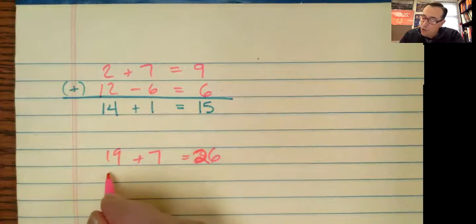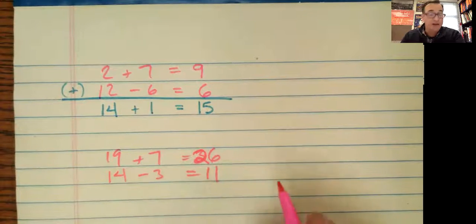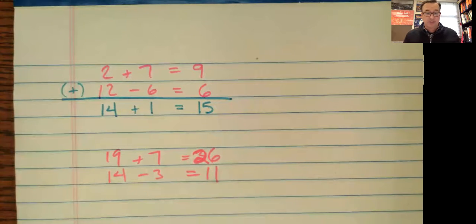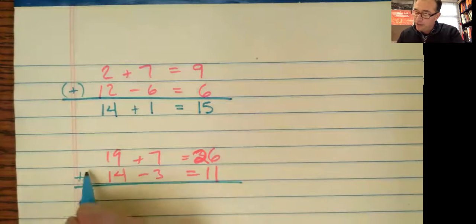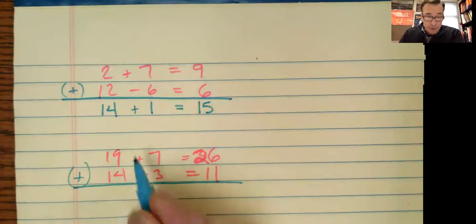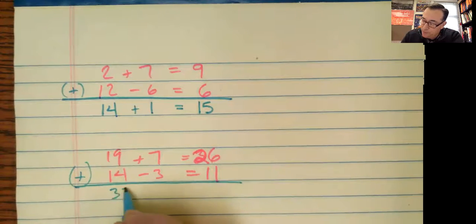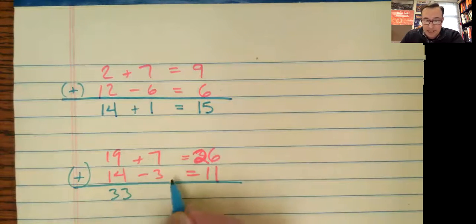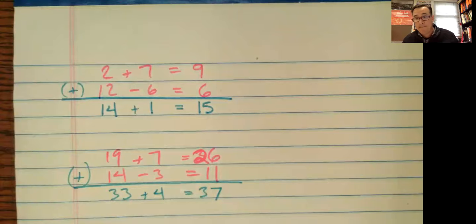And then let's go 14 minus 3 is equal to 11. You can literally do this with any numbers. It's going to be fine. But what we should be able to do, if we add these together again, is everything should work. So 19 plus 14 is going to be 33. 7 plus negative 3 is going to be 4. And if I add 26 plus 11, it's going to give me 37. Bam. It absolutely works.